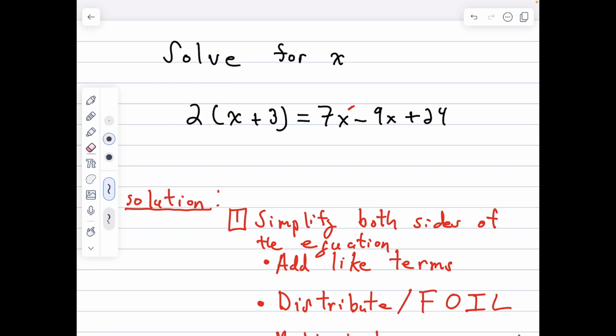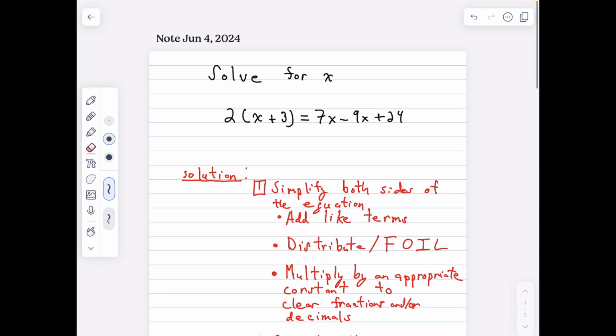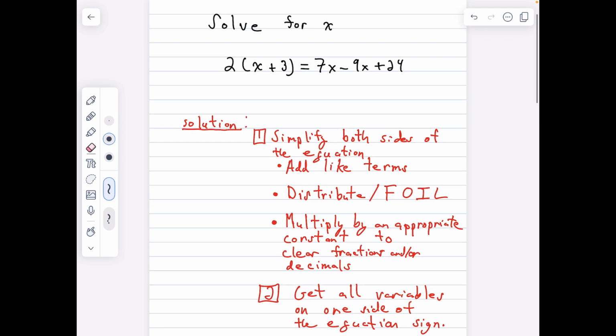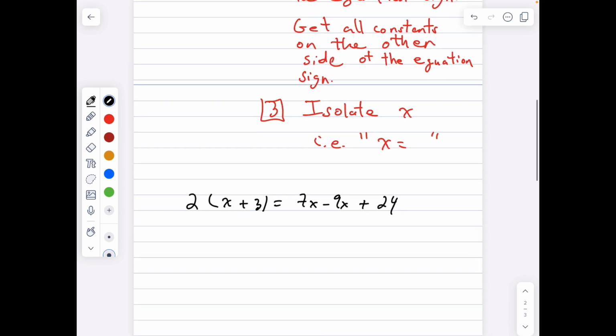We have a few things to do, which in my opinion simplify things for you. The first step is to simplify as much as you can. What does that mean? You want to add like terms, distribute, FOIL, or multiply by an appropriate constant to clear fractions or decimals. That last one is more optional. I just don't like working with fractions or decimals, so I get rid of them. It's not going to happen today, but it's something you can do. So let's apply that step here.